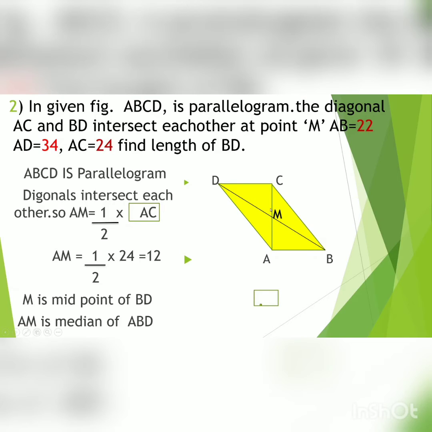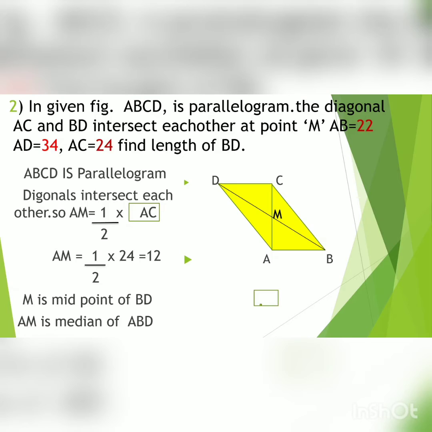You know about the property of a parallelogram. Both diagonals of a parallelogram bisect each other. You know about this property. Again listen carefully: both diagonals of a parallelogram bisect each other. Bisect means they divide both diagonals into two equal parts. In this figure, M is the intersection point of both diagonals AC and BD.